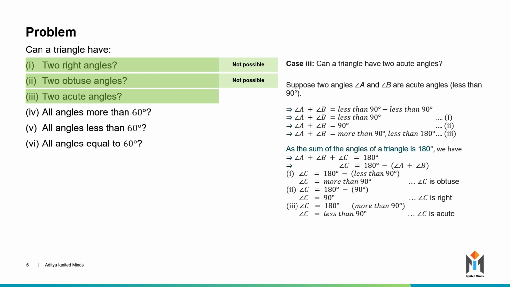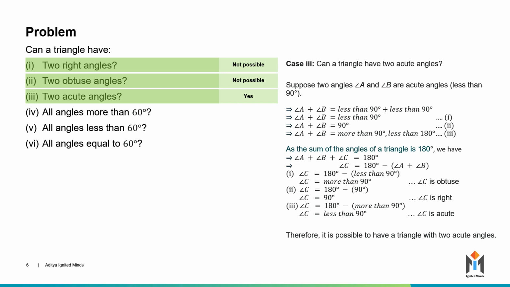As you see, in all these cases, the triangle definitely is possible. That means it's possible to have a triangle with two acute angles. Hope you are following this, the way we are deducing whether it's possible or not.